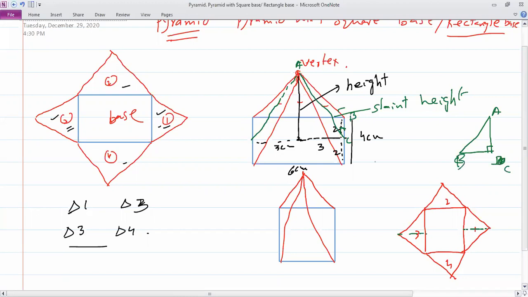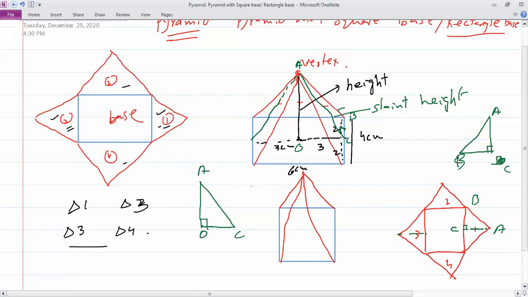Because you can see if I'm saying this is ABC, this is one of the sides. I'm giving them the names: this is A, this is B, and this is C. So at C it will be a right angle, so this will form a right angle triangle. Also, if I say this is O, suppose, then triangle AOC will also be a right angle triangle. So this thing you have to remember about the pyramid.